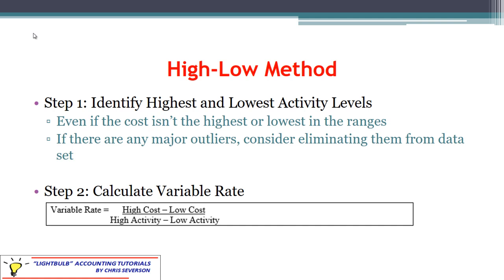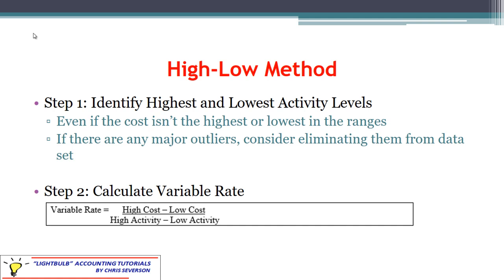So if you see a high activity level that is way, it's triple or quadruple outside the next highest range, then we probably don't want to use that because it won't be a good reflection of our normal activity. So you may just want to flat out exclude it from our analysis. So that's step one.